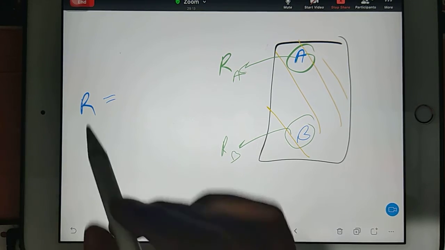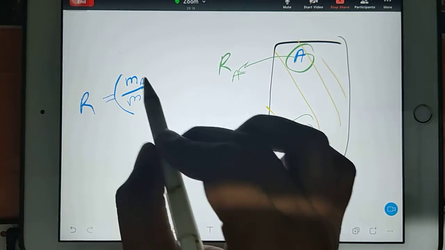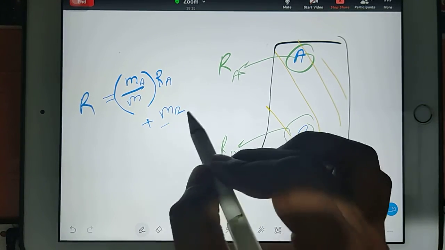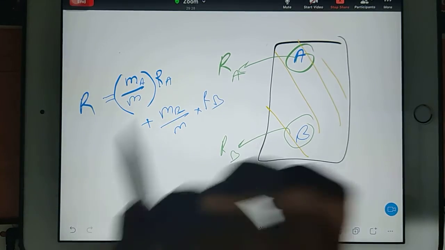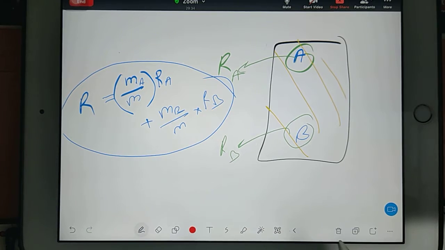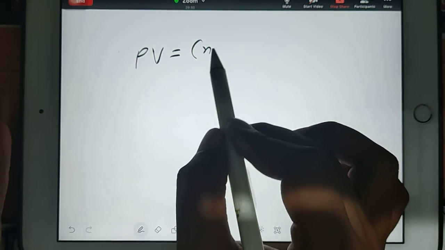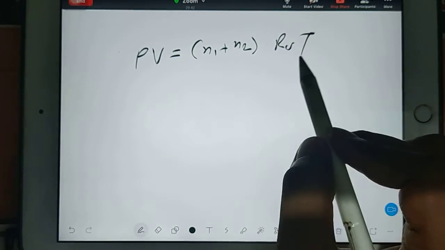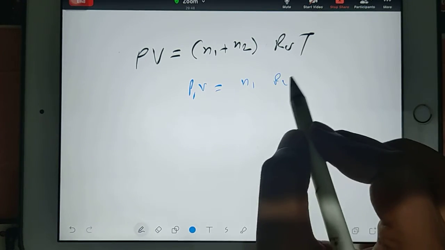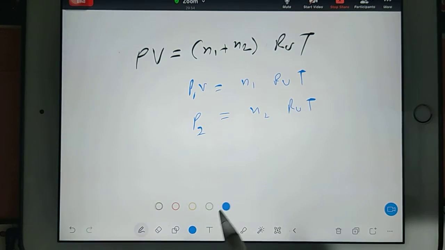What is that formula? R is equal to mass of gas A divided by total mass into R of A, plus mass of B divided by total mass into R of B. How is this formula coming? It comes from the basics. Your total pressure: PV is equal to (N1 plus N2) R universal T, we know this. And partial pressure P1 V is equal to N1 R_u T, and for the second gas, P2 V is N2 R_u T, we know this.